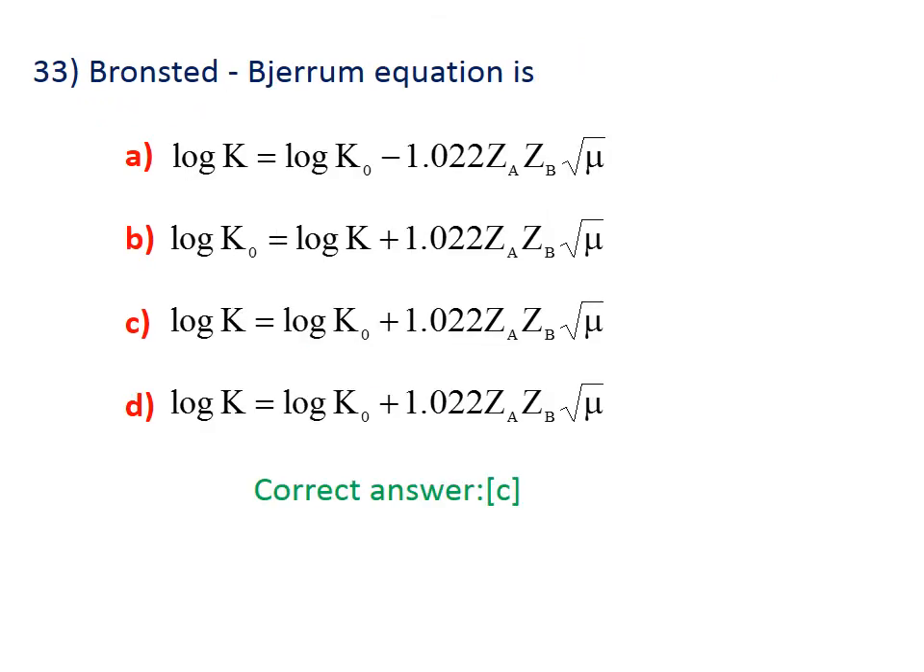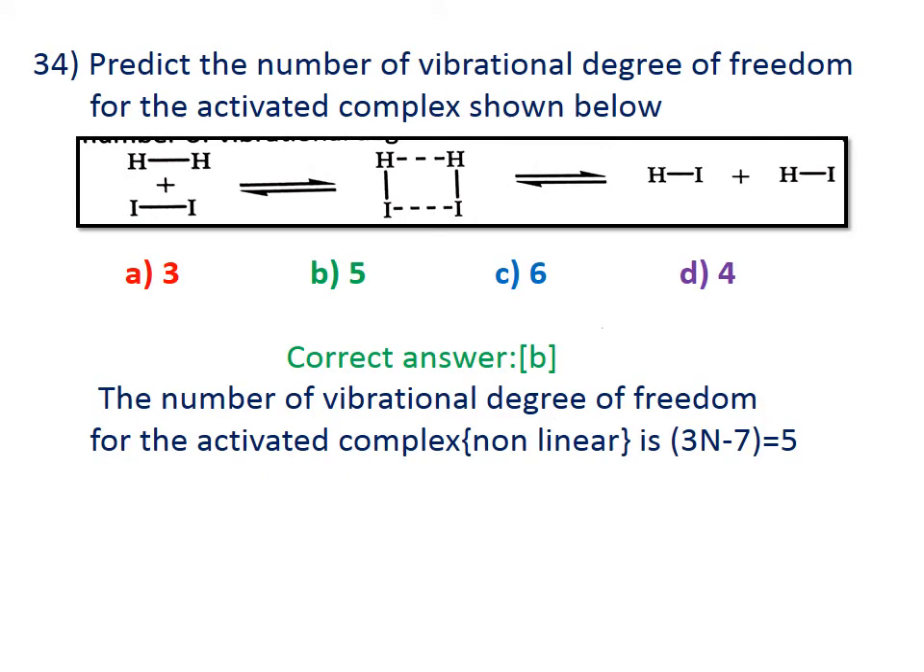33. The Bronsted-Bjerrum equation, the correct answer is C: log K will be equal to log K0 plus 1.022 Z_A Z_B into root mu, where mu is the ionic strength and K0 is the rate constant. This is the correct answer for this question. Option C is the correct answer.